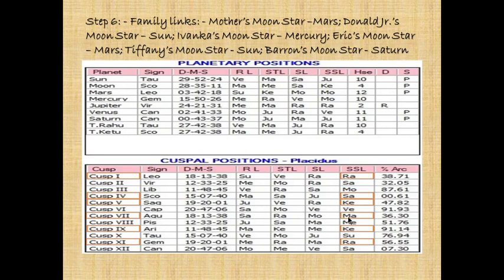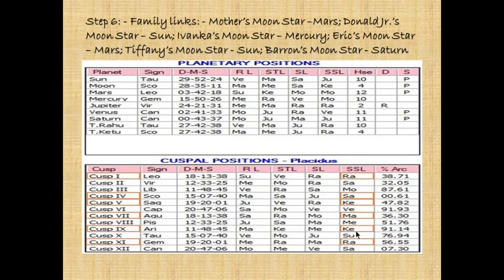Then second descendant, that's Ivanka. Her moon star is Mercury, and seventh SSL is Mars. Mars must make link with Mercury. Mars is in the star of Ketu, and Ketu is in the star of Mercury. So Mars makes link with Mercury.